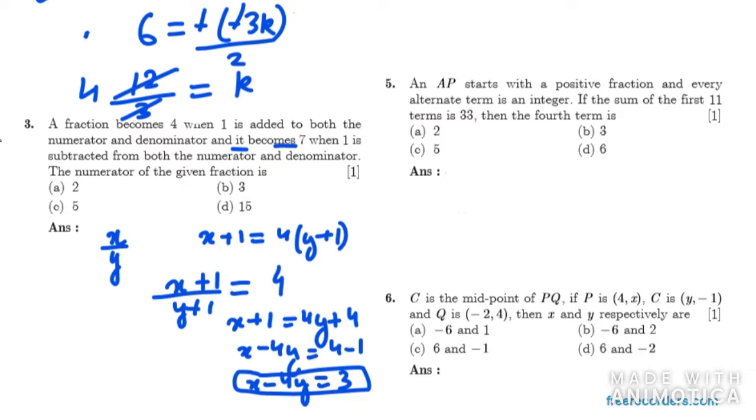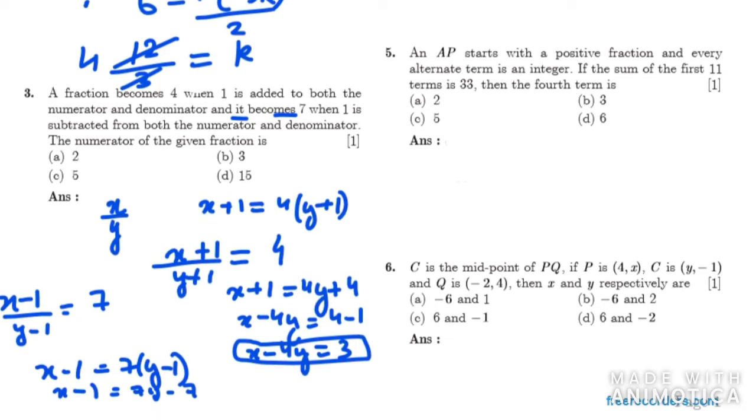Now solving for second, it says it becomes 7 when 1 is subtracted from both numerator as well as from denominator. So it is 7. So x minus 1 equals 7 in bracket y minus 1. So x minus 1 equals 7y minus 7. So my final equation will be x minus 7y equals minus 7 plus 1, that will be minus 6. So now we can use any method. So I would be using elimination method. By elimination method I can remove x from it. So I will get the value of y.